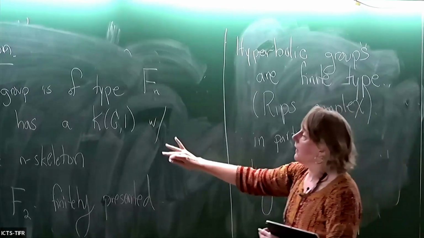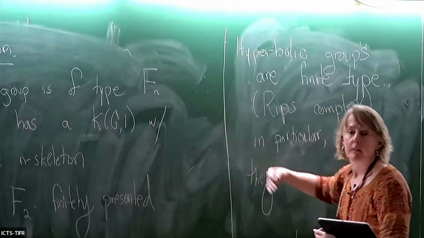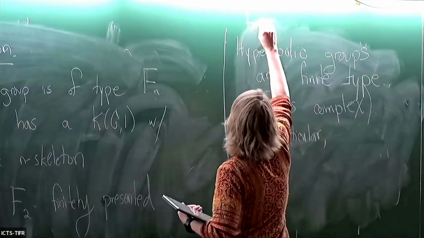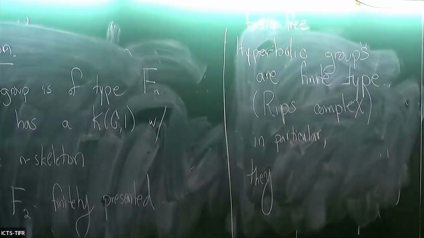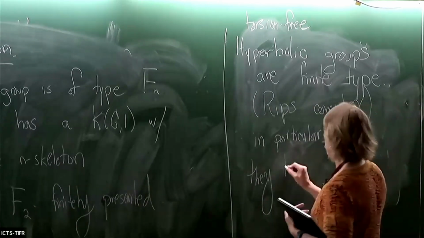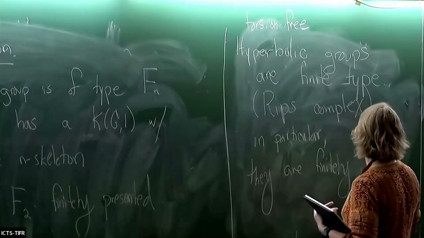So it's not only Fn for all n, it's finite dimensional itself. It not only has finitely many cells, but the whole thing is finite. Yes, I want torsion free, thank you. And they still act geometrically, you can find a thing that acts geometrically on the Rips complex. So in particular, they are finitely presented.